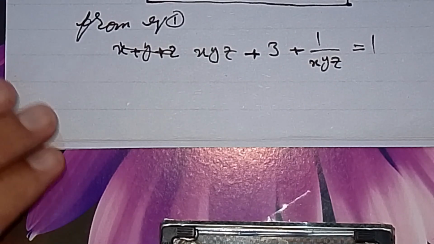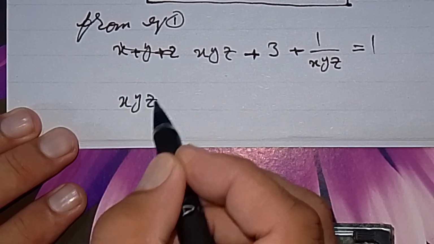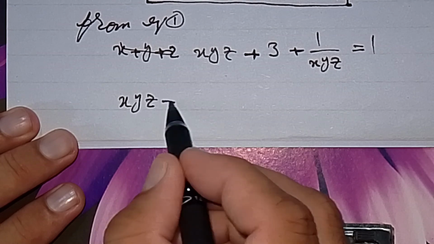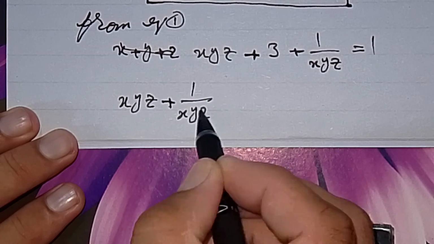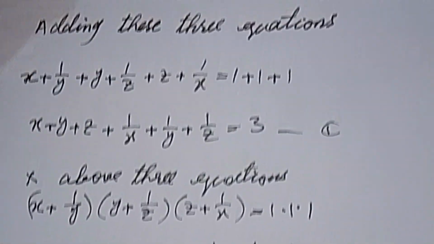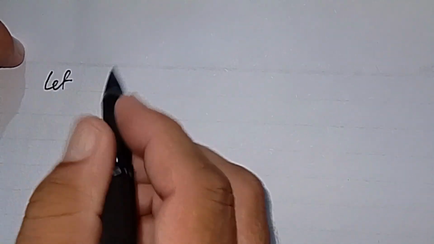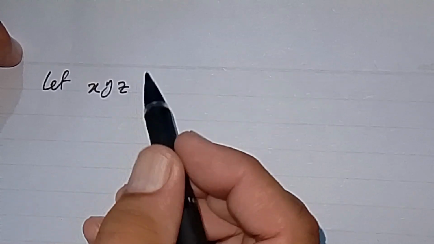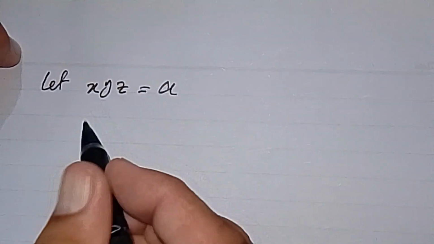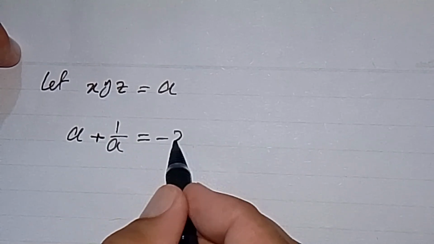Now xyz plus 1 over xyz is equal to 1 minus 3. Now let xyz is equal to a. Then a plus 1 over a is equal to minus 2.